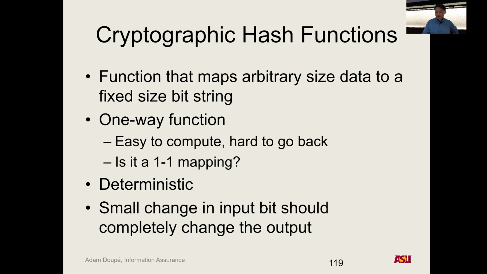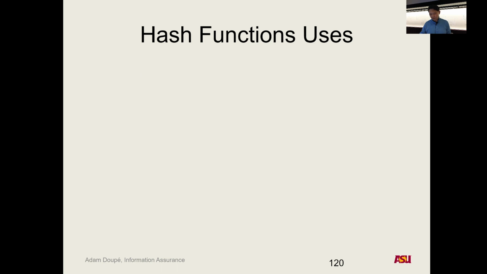Okay, and deterministic. The same input should produce the same output, and a small change in input should completely change the output. It sounds like the avalanche effect. Only one bit changes, but the output changes so much that we cannot figure out the relation to the input. That is the feature of the hash functions.